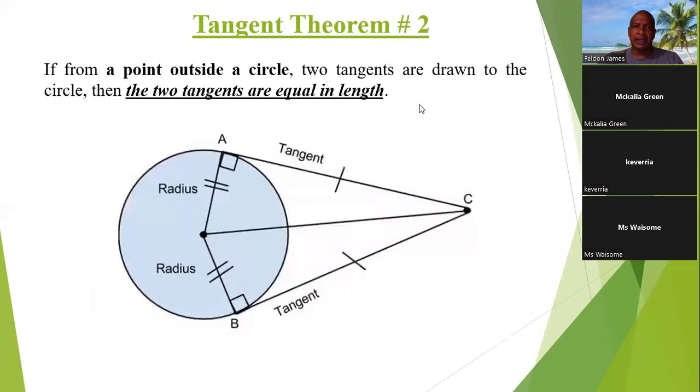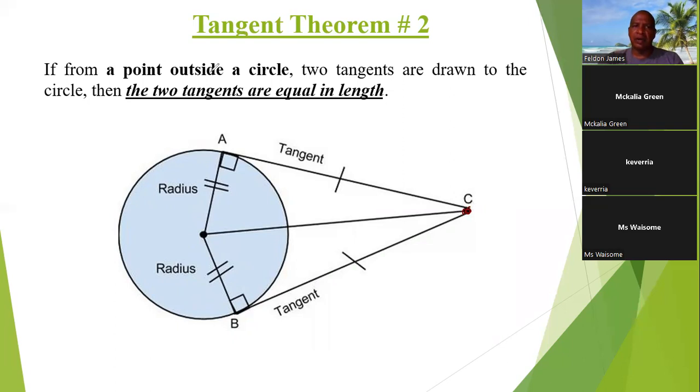All right, so here is another tangent theorem. If from a point outside a circle, two tangents are drawn to the circle, then the two tangents are equal in length. All right, so what this is saying, from a point outside the circle, they are referring to the point C. This point C is outside the circle, right?